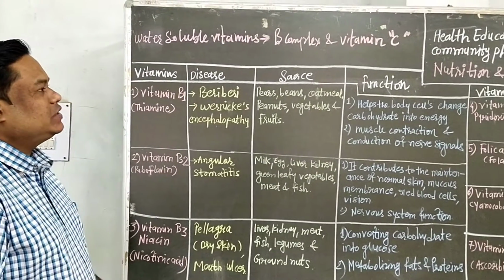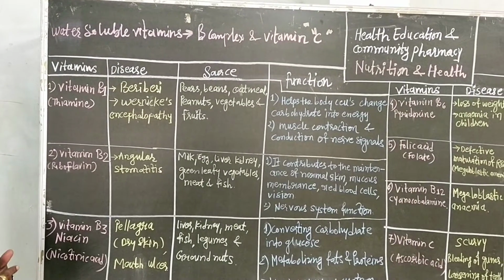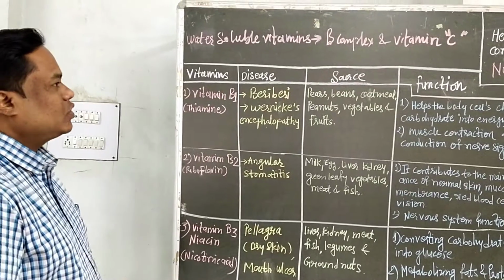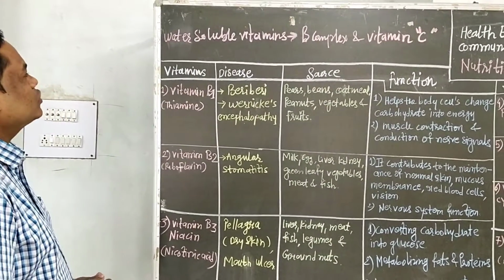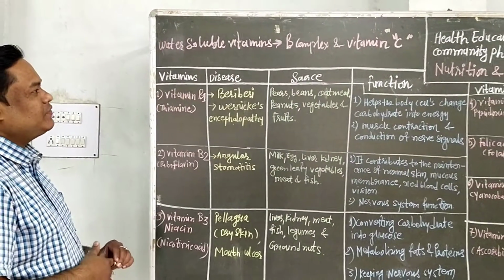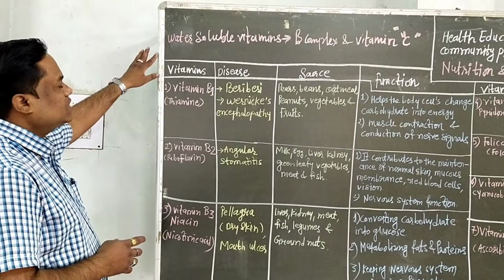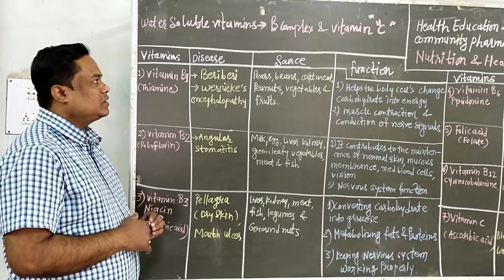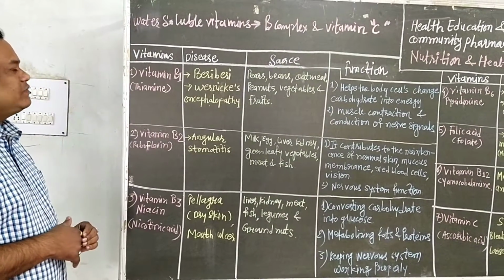Today's subject is health education and community pharmacy, and you have to see chapter 2, that is nutrition and health. In this lecture you have to see the classification of vitamins, that is water soluble vitamins, that is B complex and vitamin C. Then you have to see the vitamins, their disease conditions, their source and their important functions one by one.